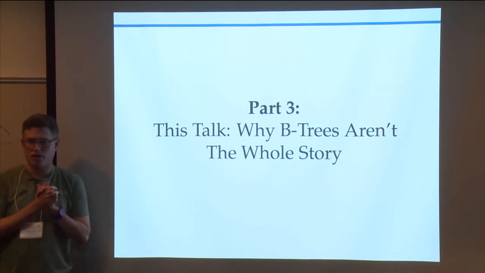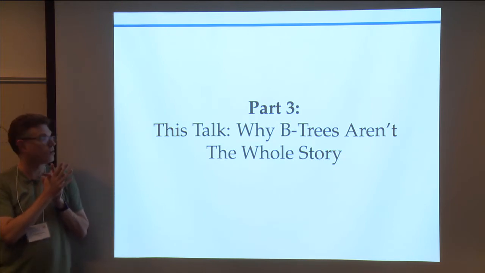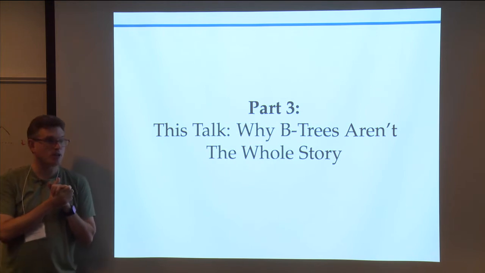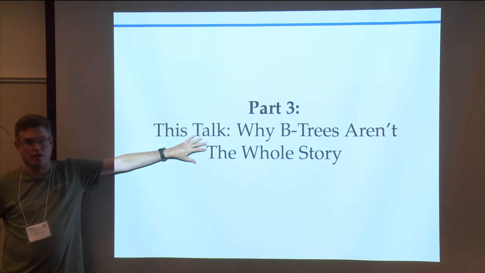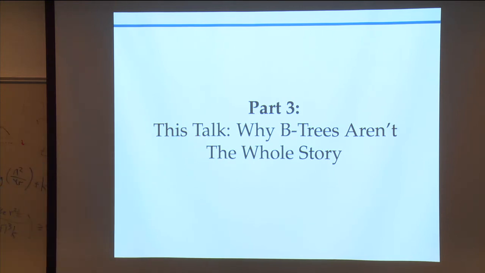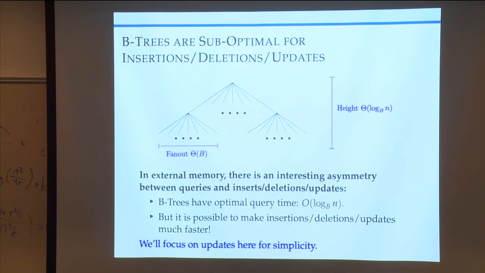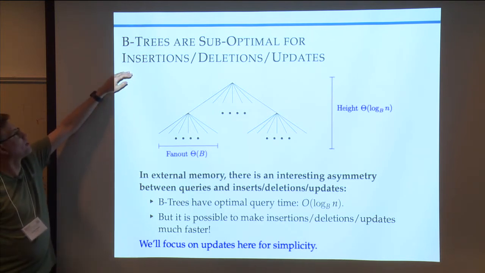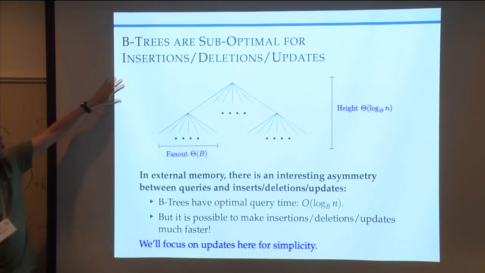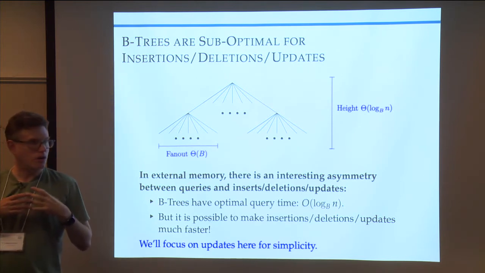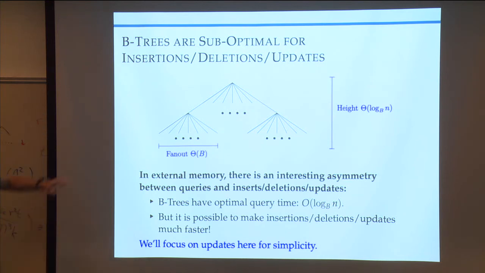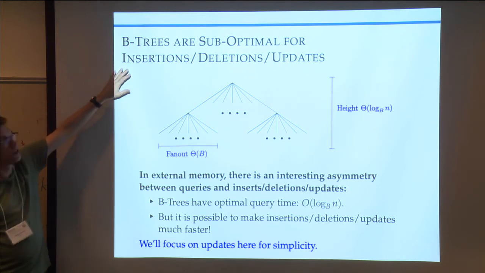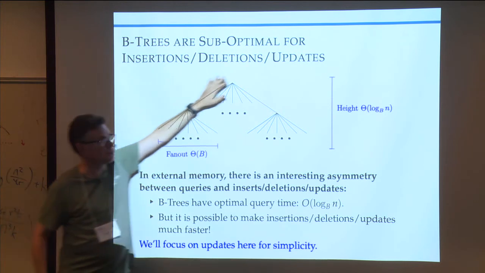What I'd like to do in the third and last part of the talk is explain why B trees and rotation-based B trees are just not the whole story. The reason is that B trees, often in external memory, are just not the right data structure, because they're suboptimal for insertions, deletions, and updates.